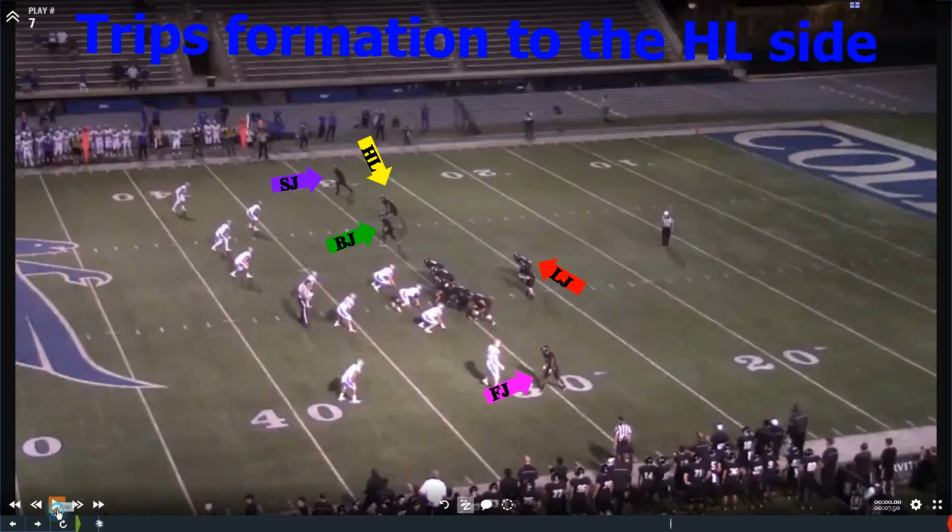Finally, let's talk about 7-man mechanics. Again, we're using the same play. Once again, the line judge's key is indicated by the red arrow. The head linesman's key is indicated by the yellow arrow. The back judge's key is indicated by the green arrow. The pink arrow indicates the field judge key, and the purple arrow indicates the side judge key.